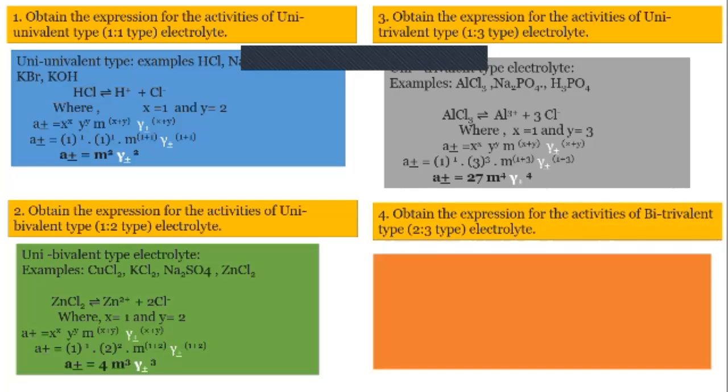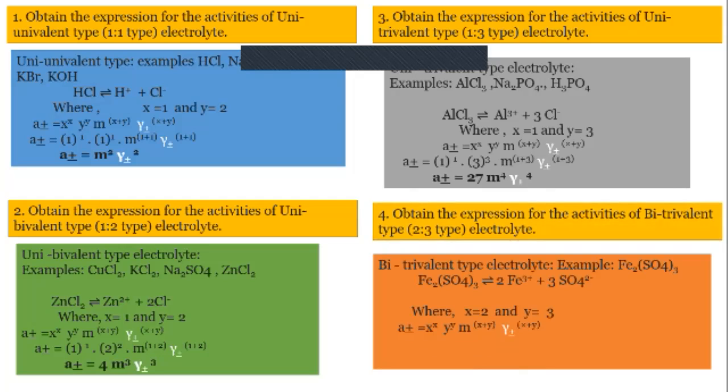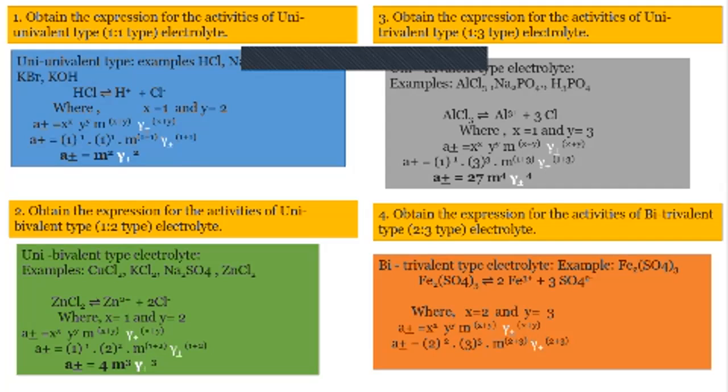Obtain the expression for the activities of the bitrivalent type, or you can say the 2:3 type of electrolyte. Example is Al2(SO4)3. When you take the dissociation reaction of this salt, Al2(SO4)3 will dissociate as 2Al3 plus and 3SO4 2 minus. Here x is equal to 2 and y is equal to 3. When you substitute these values in the equation of the mean ionic activity, you will get a plus or minus is equal to 2 raised to 2, 3 raised to 3, m raised to 2 plus 3, and gamma plus or minus raised to 2 plus 3.